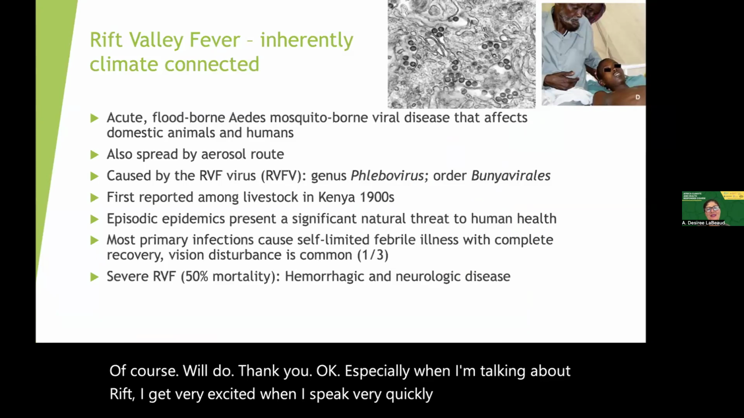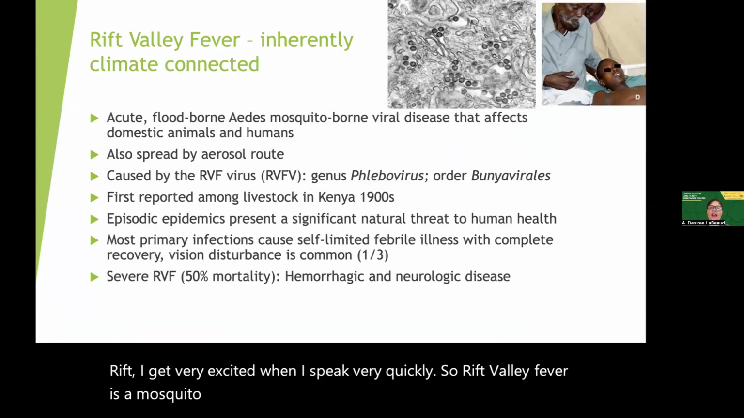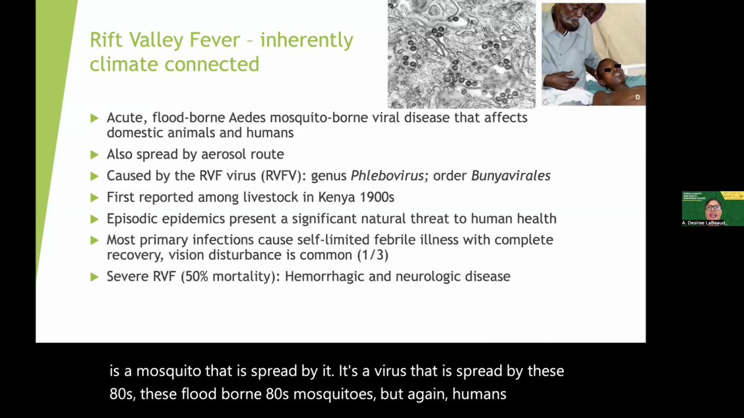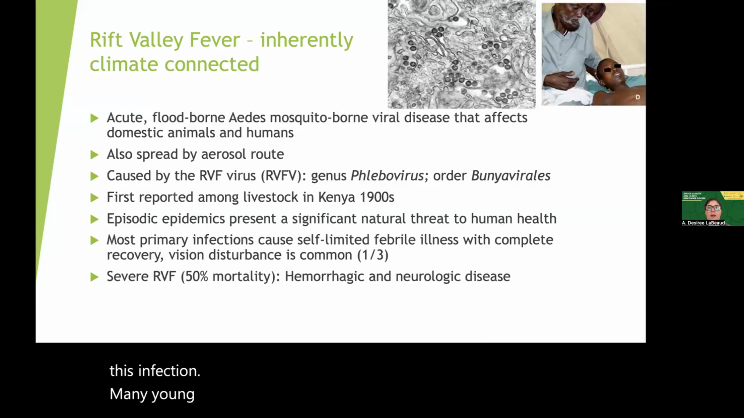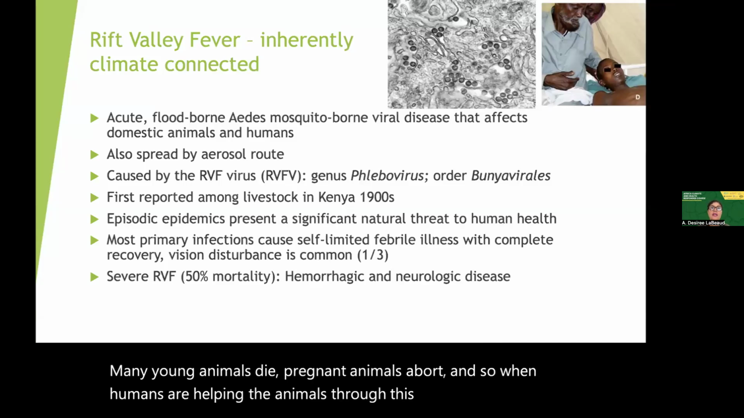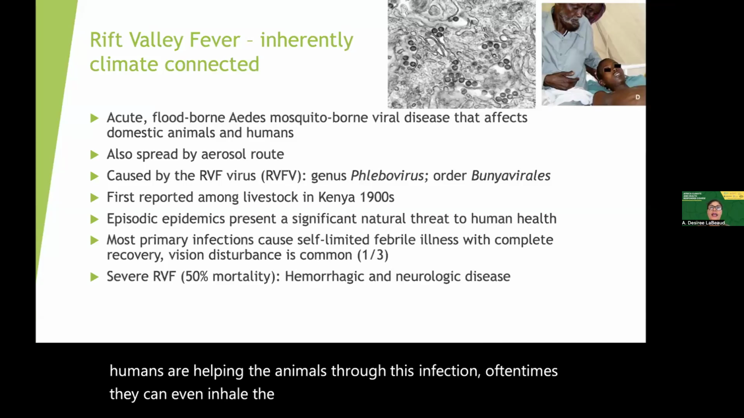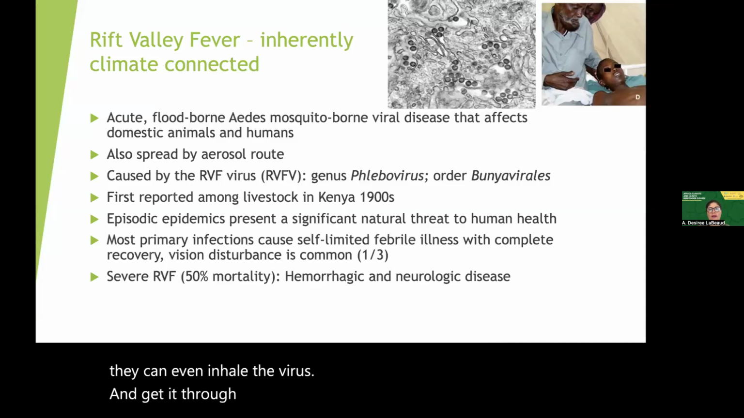So Rift Valley fever is a virus that is spread by these flood-borne Aedes mosquitoes. But again, humans can also get infected by animals. And the animals can get very, very sick with this infection. Many young animals die, pregnant animals abort. And so when humans are helping the animals through this infection, oftentimes they can even inhale the virus and get it through the aerosol route.